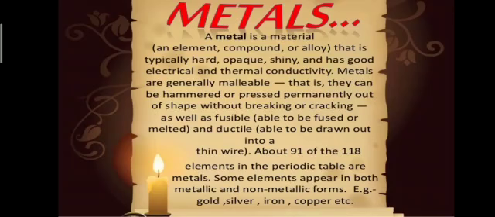So a metal is a material, an element, compound or alloy that is typically hard, opaque, shiny and has good electrical and thermal conductivity. Metals are generally malleable, that is they can be hammered or pressed permanently out of shape without breaking or cracking. As well as fusible, meaning they can be fused or melted, and ductile, that is they are able to be drawn out into wires. About 91 of the 118 elements in the periodic table are metals. Some elements appear in both metallic and non-metallic forms, for example gold, silver, iron and copper.